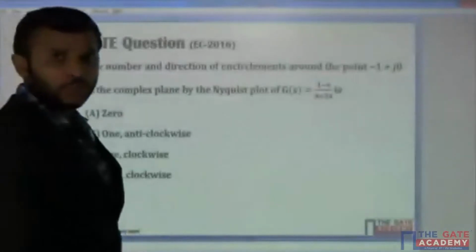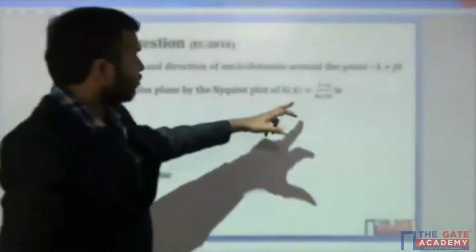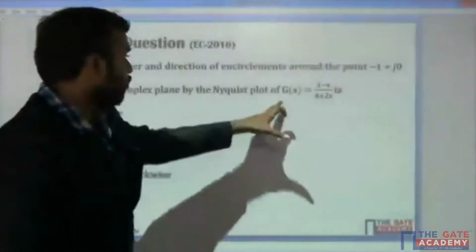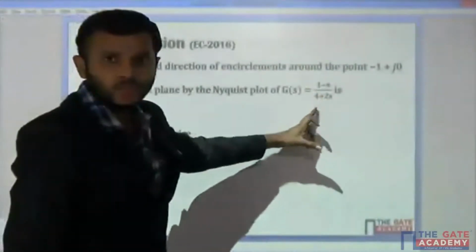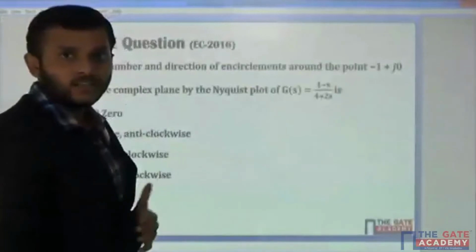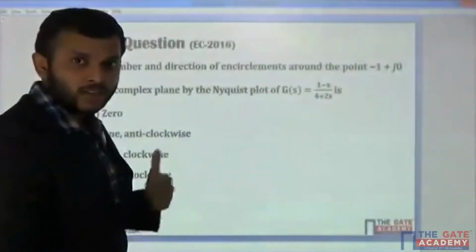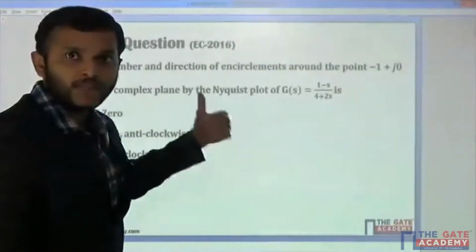This is a question from the frequency response analysis, and here we are given the open loop transfer function G(s) = (1 - s) / (4 + 2s). And here we are asked to find the number of encirclements of the Nyquist plot with respect to -1.